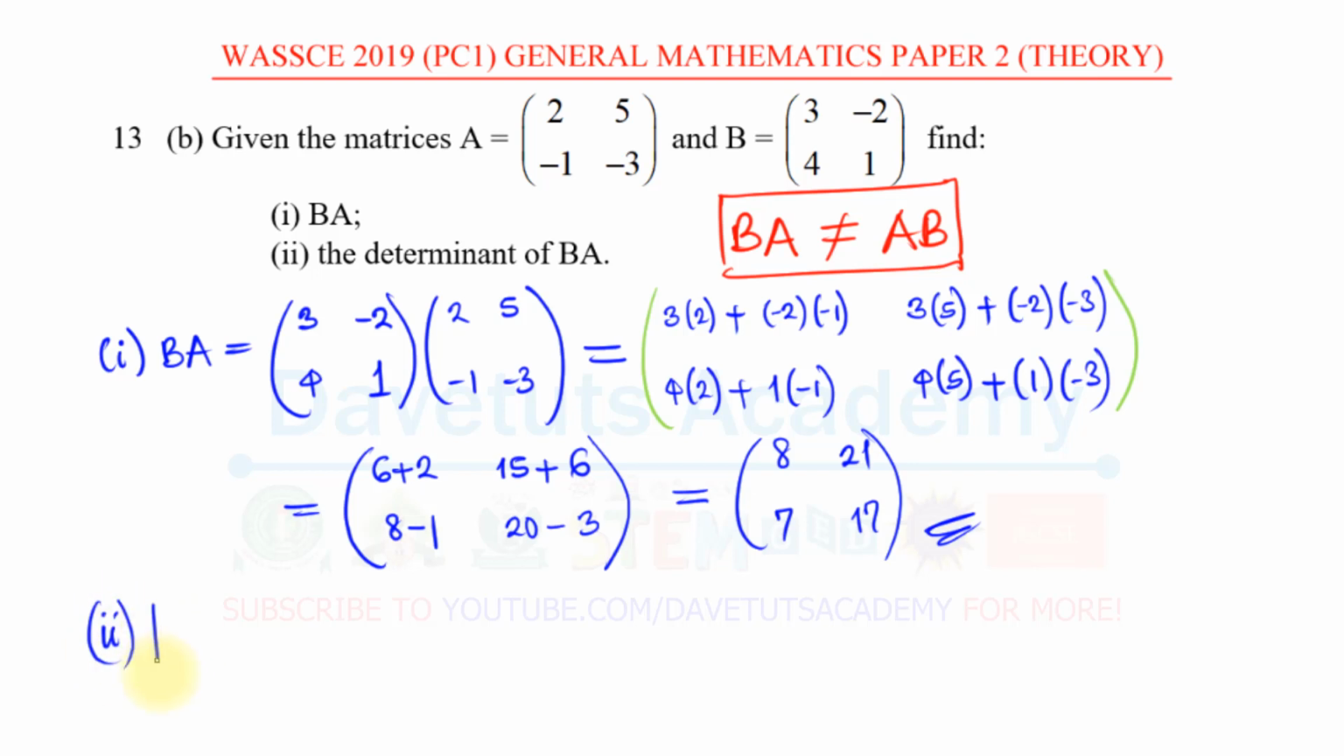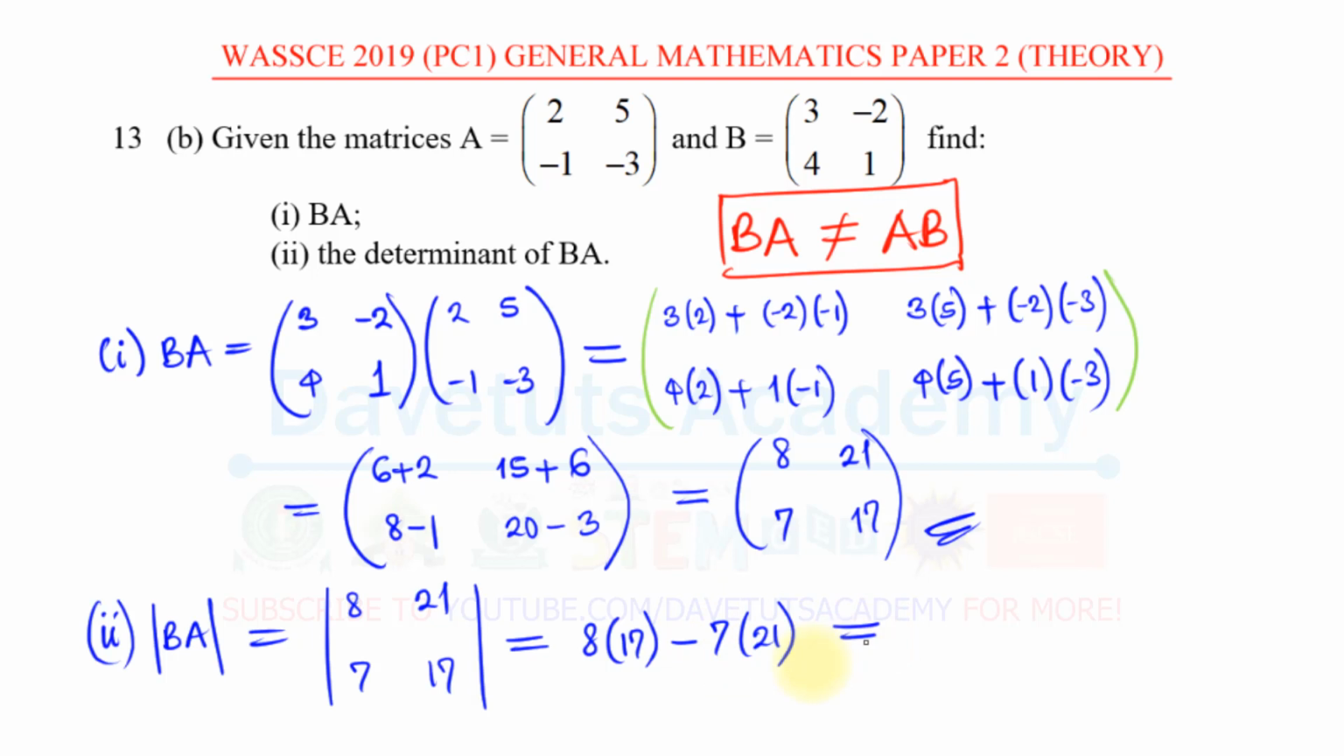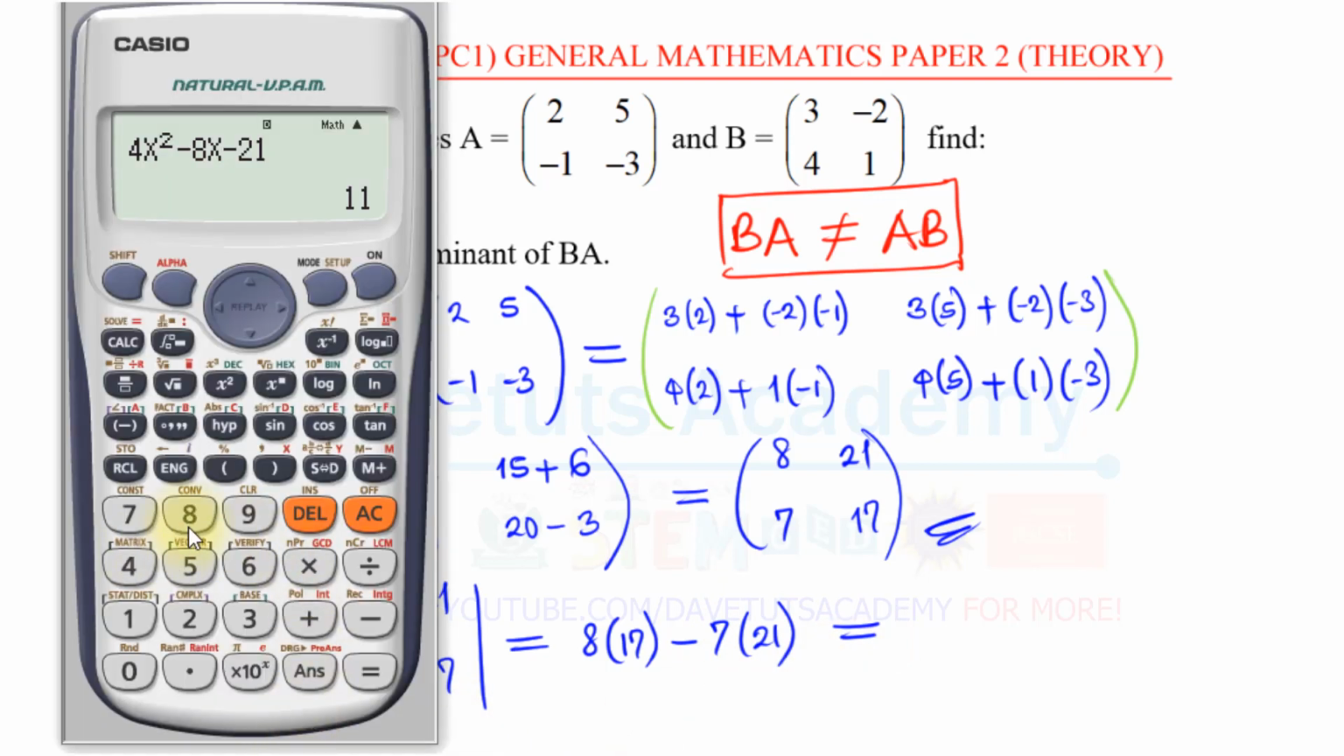Let's just do that. The determinant of BA will be evaluated as this: 8, 21, 7, and 17. And how do we go about that? We use the product of this leading diagonal, 8 and 17 here. We multiply them, and then we subtract the product of 21 and 7 from it. So this is how we do that. We just say this is the same as 8 times 17 minus 7 times 21. So what's that going to give us from the calculator?